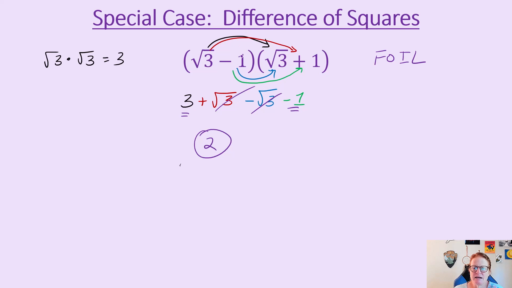The key here is you have the same terms, square root of 3 and 1. One is a negative, square root of 3 minus 1. One is a positive, square root of 3 plus 1. When you have this setup, the middle two terms cancel out, leaving you with usually just one term, sometimes two, but most of the time just the one. Again, that's going to play a big part in the next section.